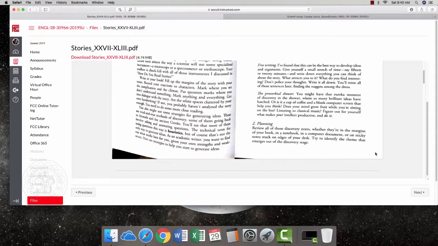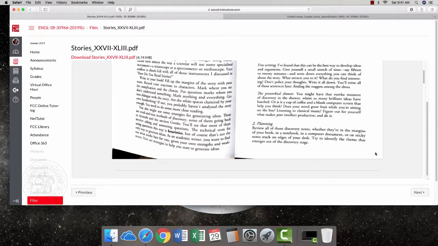Free writing. I found that this can be the best way to develop ideas and arguments. Give yourself a small stretch of time, say 15 or 20 minutes, and you can set a timer on your smartphone. Write down everything you can think of about the story. What attracts you to it? What do you find interesting? Don't police your thoughts. Write it all down. You'll mine all of those sentences later, finding the nuggets among the dross.